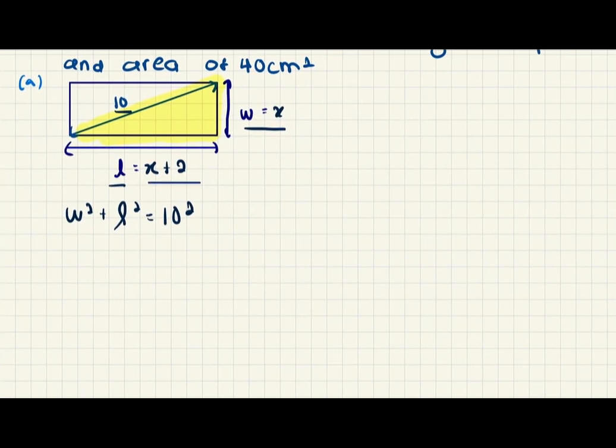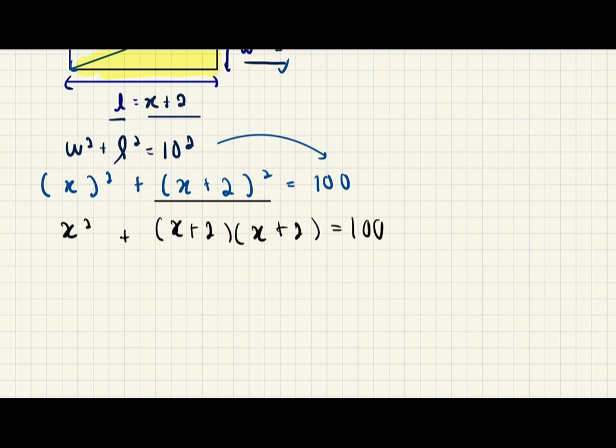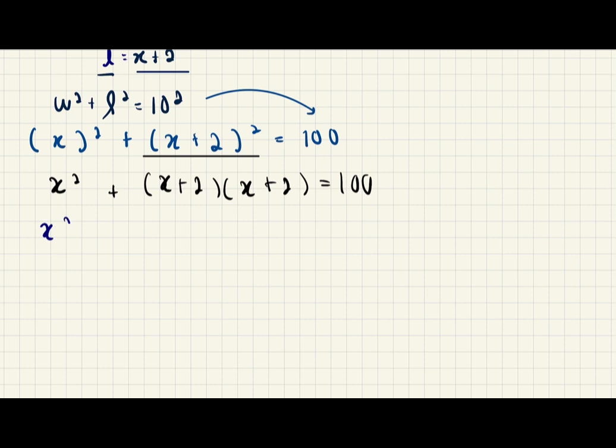So first we need to substitute our values. Our W is x, so x squared, plus our length is x plus 2 squared, which is equal to 100, because 10 squared is just 100, right? Okay, so now what you need to do is you need to expand this. So x squared plus x plus 2 x plus 2 equals to 100. When you work it out, you will end up with x squared plus 4x plus 4 plus x squared equals to 100.